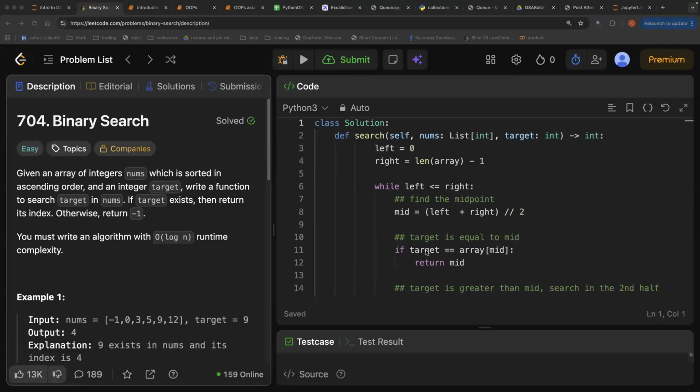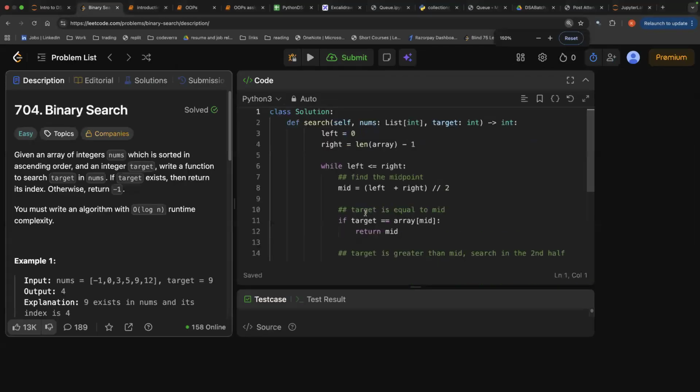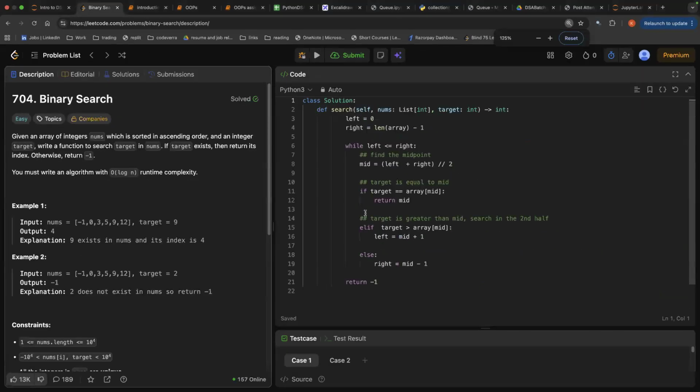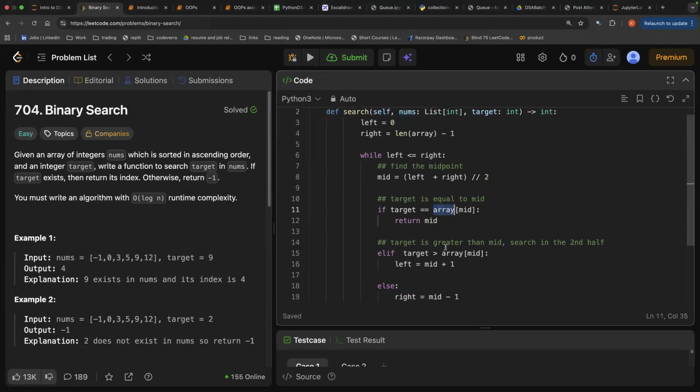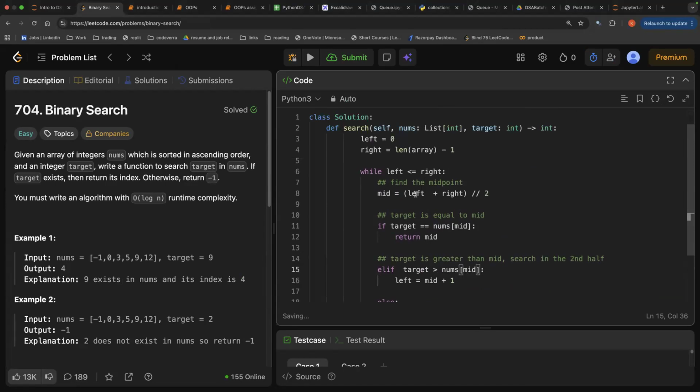Guys, can you see the screen? Okay, so we log in. Here, instead of nums, it is array. So we will just make it nums here and we'll make it nums here. And I think here it will be nums and target is there. Fine. So can we run it and see? Let us run it and see if it works.